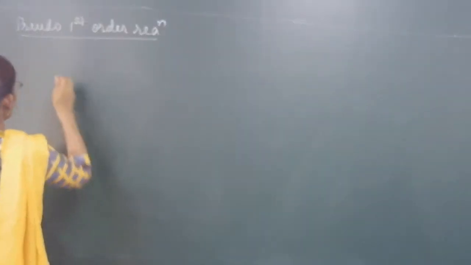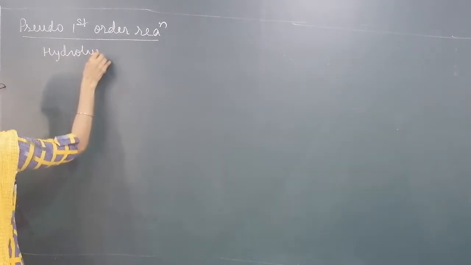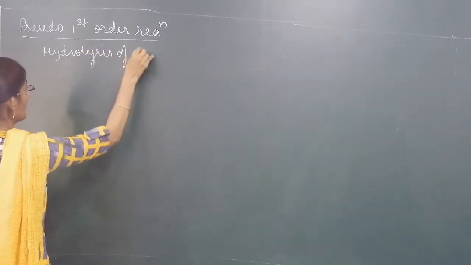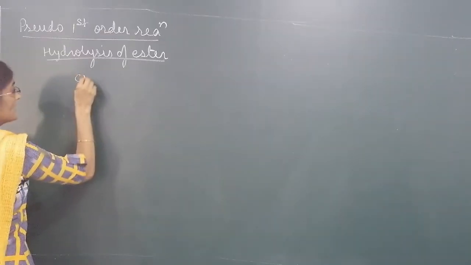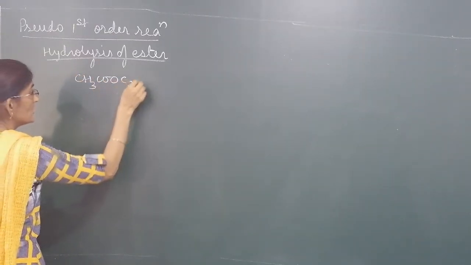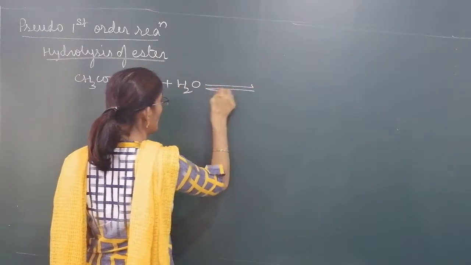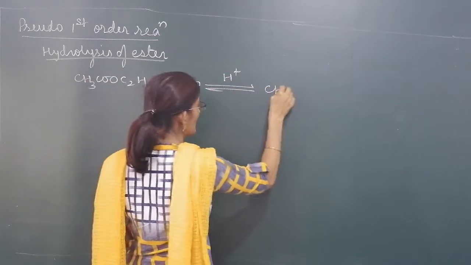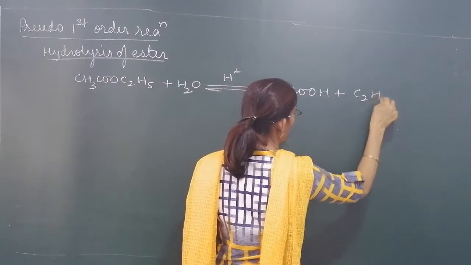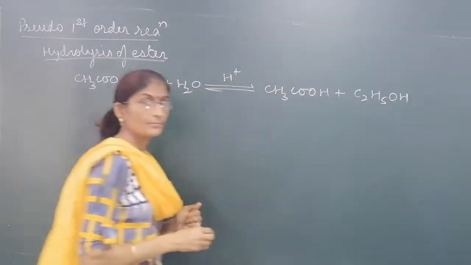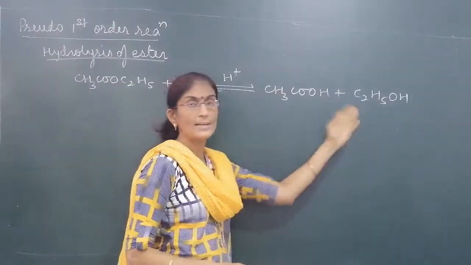Suppose we have hydrolysis of ester, that is CH3COOC2H5, ethyl acetate. When hydrolyzed in presence of acid, we get CH3COOH plus ethanol. Hydrolysis of ester. This is ethyl acetate hydrolyzed with water. We get acetic acid and ethanol.